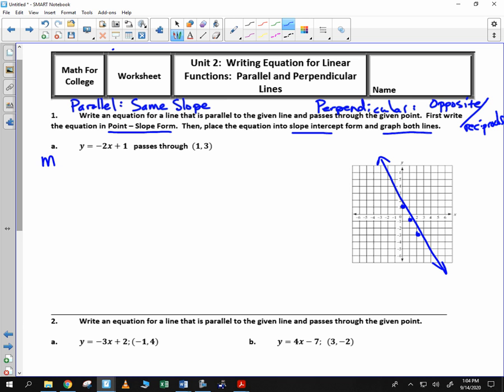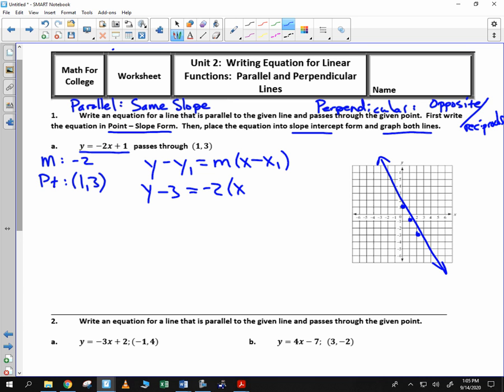Every time you write an equation for a line, you write down your slope and the point it passes through. This one passes through 1, 3. Since they are parallel, it has the same slope as this one, so negative 2. Now I do y minus y1 is equal to m times x minus x1. We have y minus 3 is equal to negative 2 times x minus 1. Y minus 3 is equal to negative 2x plus 2. Y equals negative 2x, as we add the 3 to both sides, plus 5.